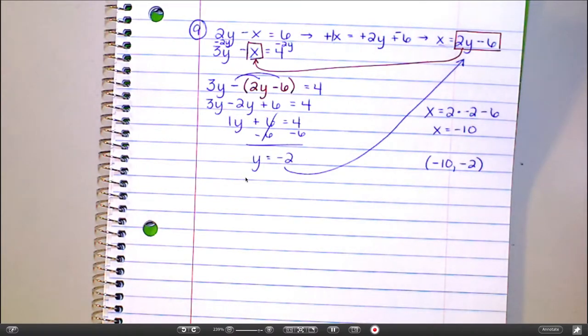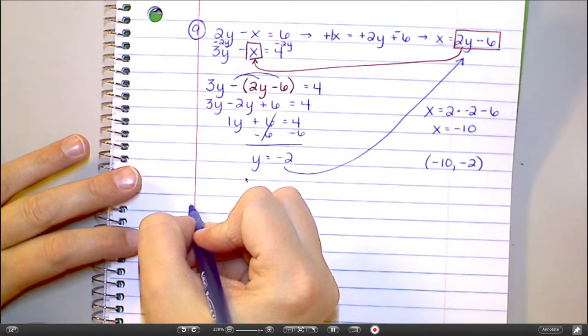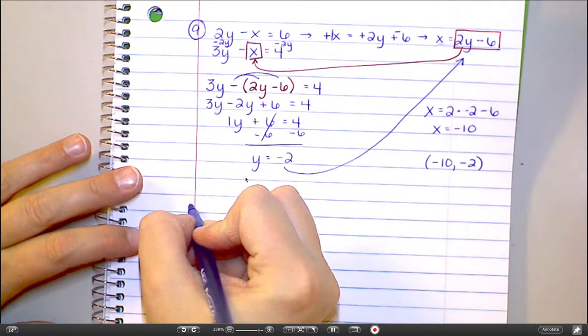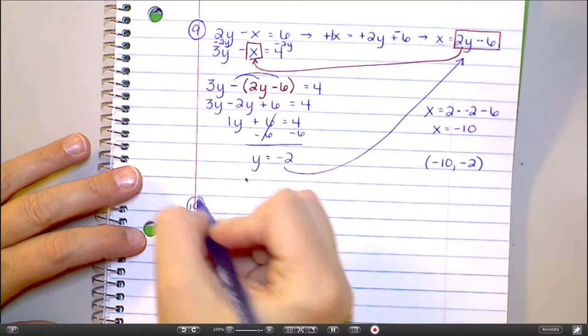Okay, what else do you want to see from that sheet? Emily? Number 10. Does 10 freak you out if you get a decimal? Okay, yeah. 10, you do get a decimal. It's a small decimal.